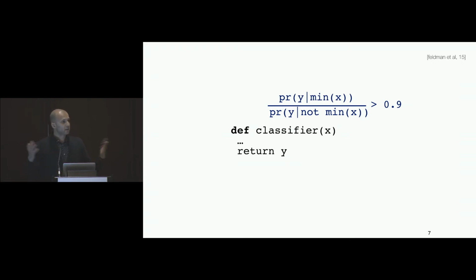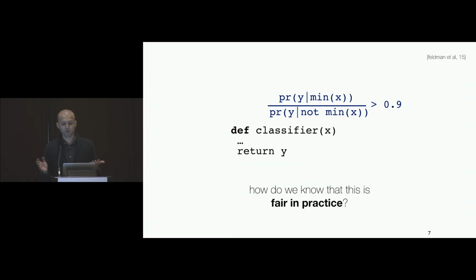So this is great, works on my data, but how do I know that this classifier is fair in practice? Meaning once I deploy it in the wild and it's making decisions and affecting people's lives, is it still satisfying this constraint? Of course, this may or may not be true. The distribution of my data might be biased, may not be representative of the population, et cetera. So in the wild, this may or may not be true.